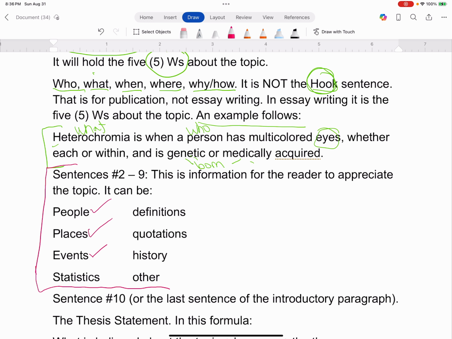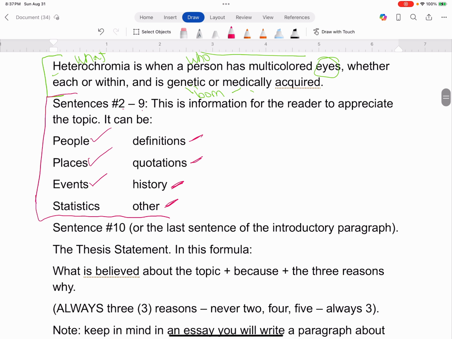Statistics, like I said, 6 out of 10,000 people have it. It's mostly female. Definitions. There are 3 types of heterochromia, so you would define them. Quotations. Look up a famous quotation about heterochromia by someone. The history of heterochromia. Where did it come from? What particular people genetically does it originate with? And anything else needed. Now, that is sentences 2 through 9 because at this stage, every paragraph that you write is 10 sentences or more. And by the end of the semester, you should be writing 15-sentence paragraphs.